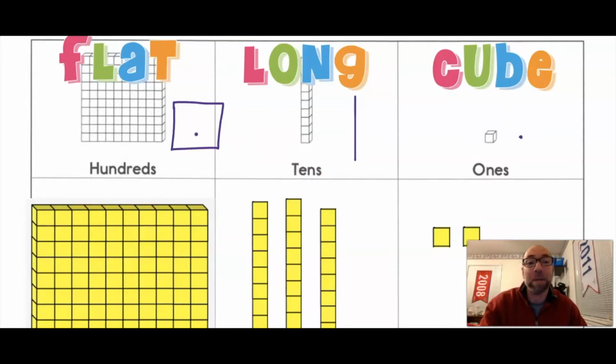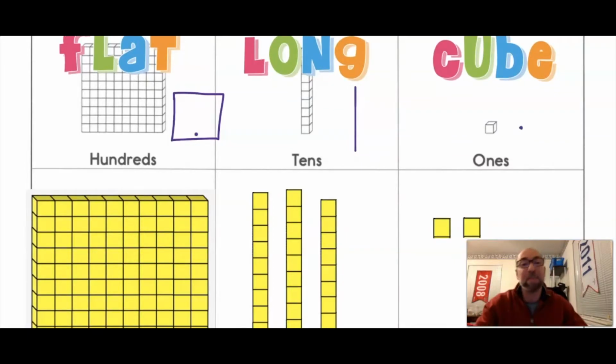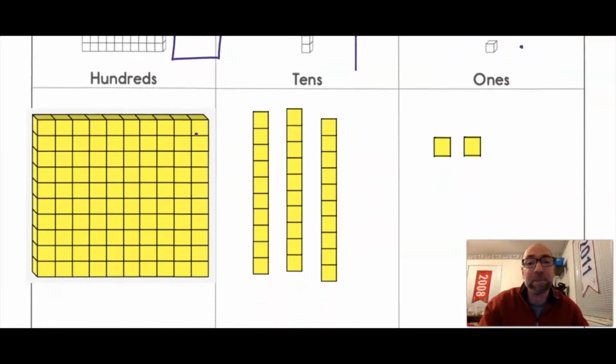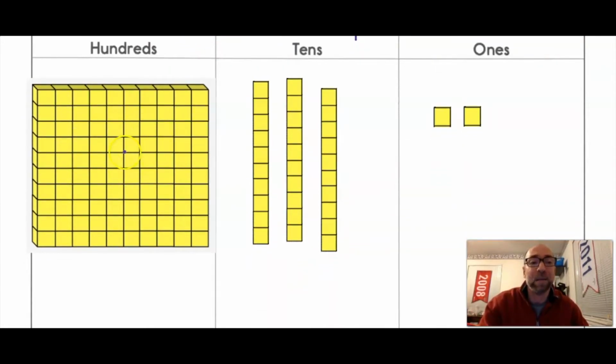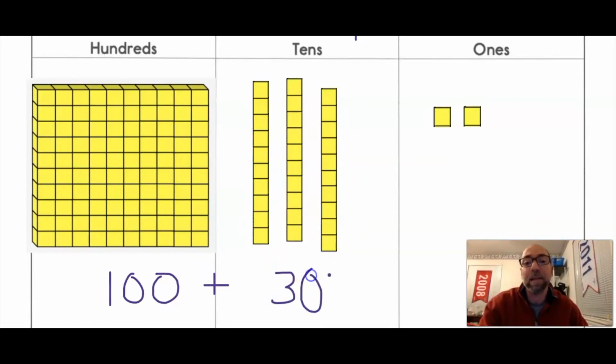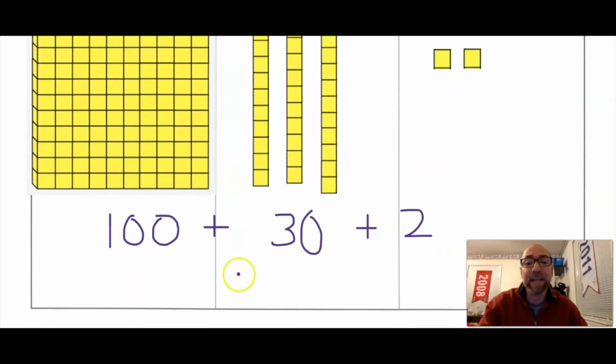So you're going to want to make sure that you have a math mat ready. Now you see this number here? This number here is 100, because here's 100. And then we have 30 more. 10, 20, 30. And then we have 2 cubes. 132. And I would write it like this: 132. The ones place, the tens place, and the hundreds place.